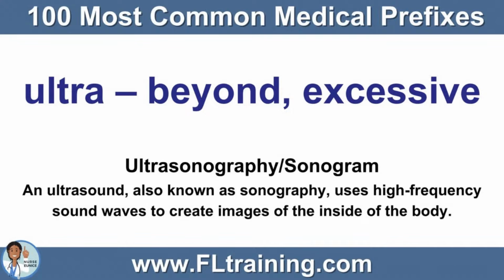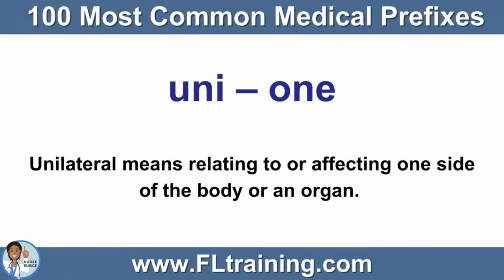Ultra is beyond or excessive. So ultrasonography or sonogram. An ultrasound, also known as sonography, uses high-frequency sound waves to create images of the inside of the body. So that ultra means that those sound waves are beyond, or they're excessive. They're beyond what the human can actually hear. Uni means one. Unilateral means related to or affecting one side of the body or an organ.